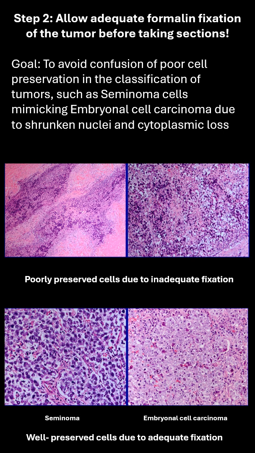cellular crowding, and that may result in over-interpretation of seminoma as embryonal carcinoma, while this particular example shows nicely preserved tumor cells showing a characteristic morphology of seminoma and embryonal carcinoma.